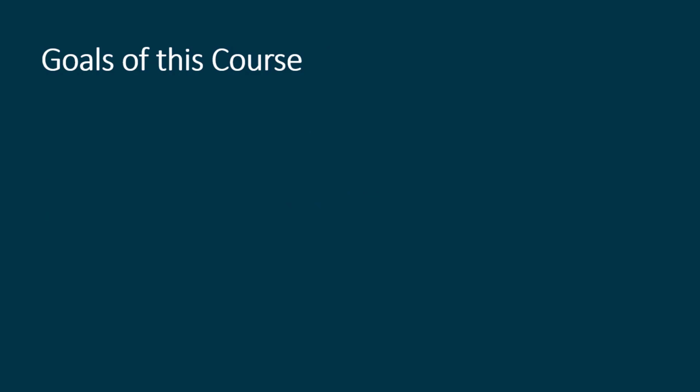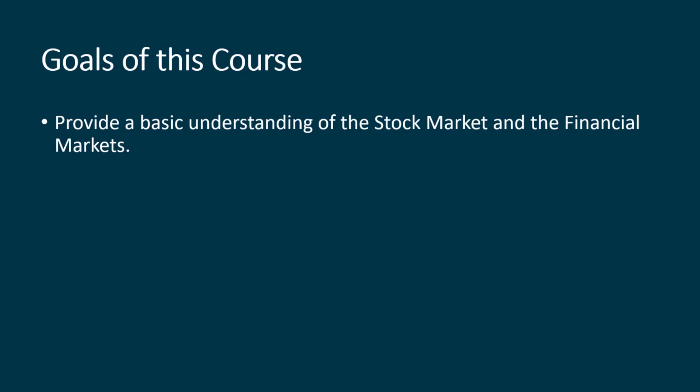What are the goals of this course? To provide a basic understanding of the stock market and the financial markets. Yes, the main focus is the stock market itself, and think of that as the hub of everything that we're trying to do. But in order to understand the stock market, we need to look at other markets sometimes too. We can get clues of what's happening throughout all of the financial markets to help us understand better what's happening in the stock market.